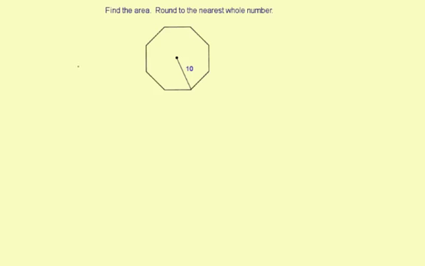Find the area, round to the nearest whole number. Now the area formula for a regular polygon is A equals 1/2 lowercase a n s. And the lowercase a is for apothem. N is the number of sides. And s is the side length.